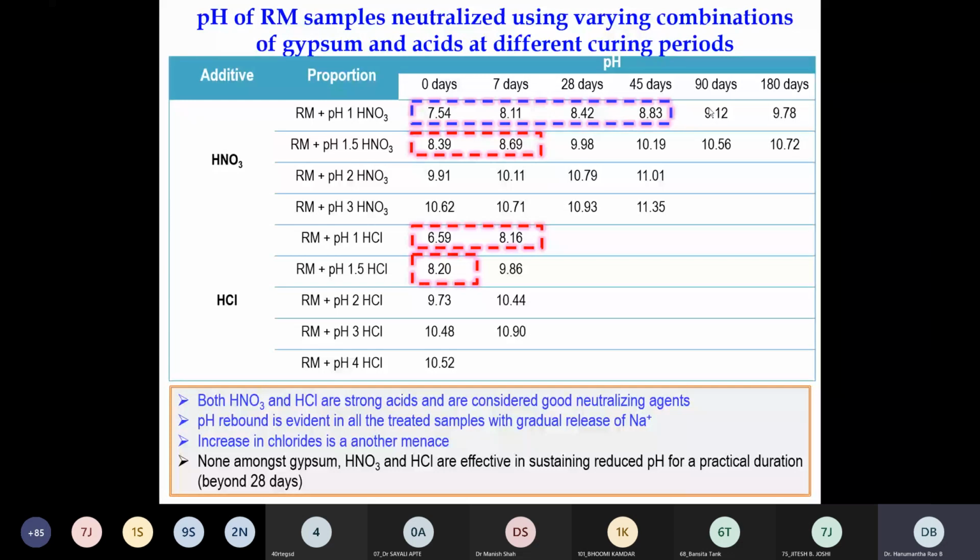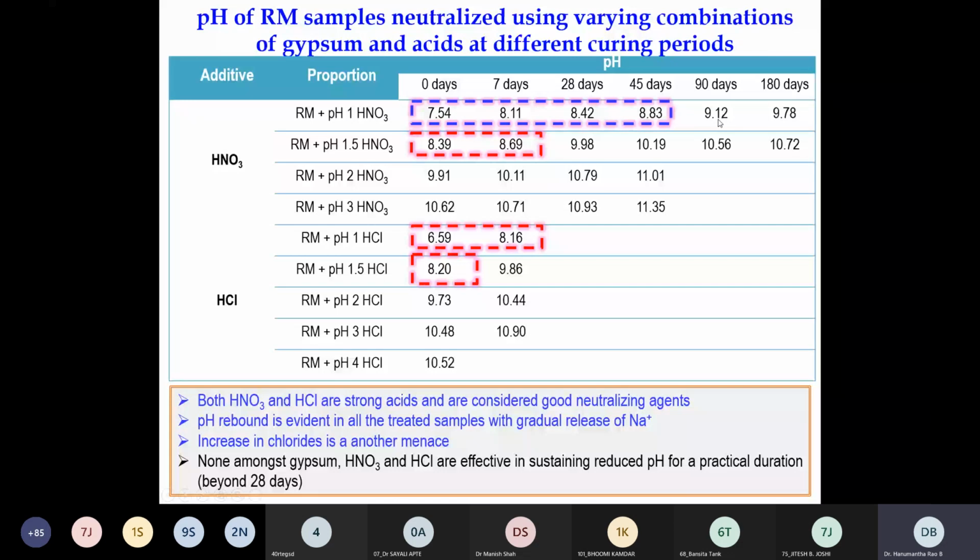So then what will happen? After 90 days, there are no codes available to say whether this material is acceptable or not when there is a pH reversal. So this is a tricky situation. There are other associated problems also that people have to think of.